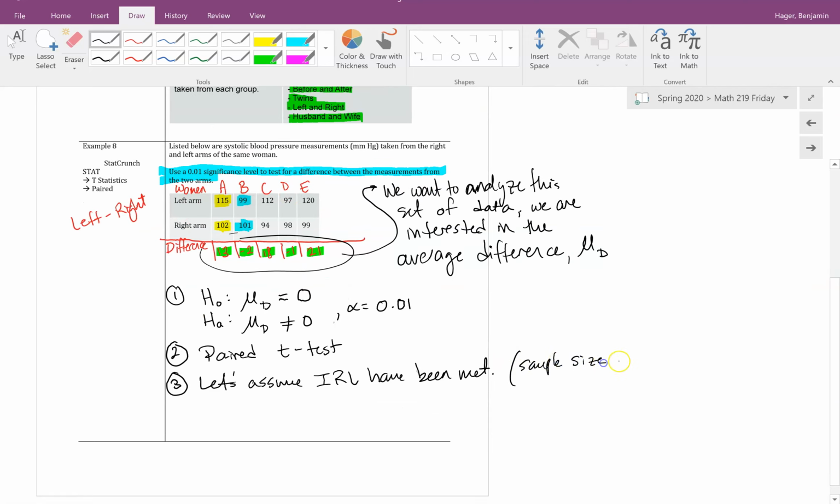Sample size is too small, say that. Remember, I'm talking about averages, so I need at least 30 data values here, which we don't have.